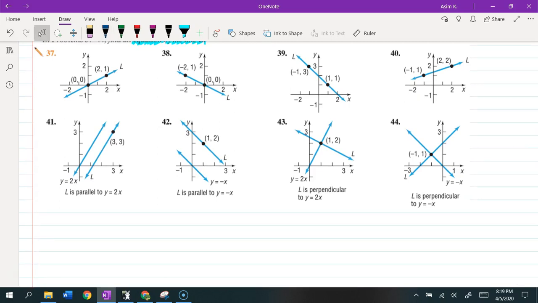All right, so what we're going to do is we're going to try number 40, we're going to try number 42, and we're going to try number 44.